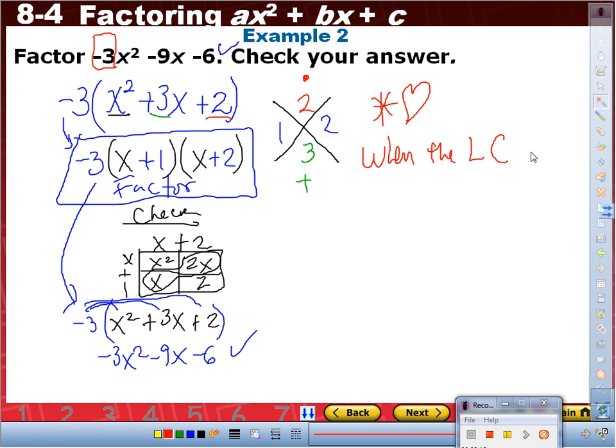When the leading coefficient is a negative, factor it out. So from now on, guys, whenever you get any trinomial, even if these two aren't negative, but the leading coefficient has a negative, factor it out. And I'll show you how to do that on the next one. But just remember that. From now on, when the leading coefficient is a negative, factor it out. Here we go.